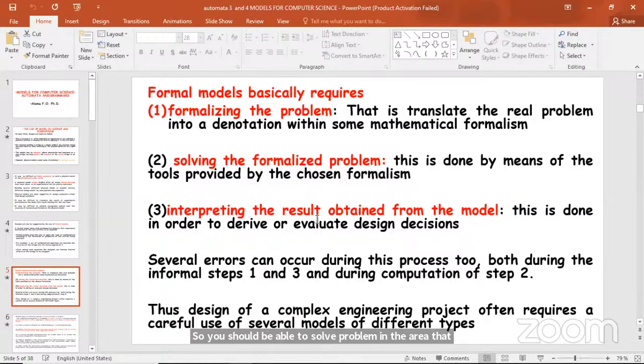And the next one is interpreting the result obtained from the model. This is done in order to derive or evaluate design decisions. Once you have done a lot of simulation, say you put an articulated vehicle carrying another articulated vehicle, can this bridge survive? What strength of cement, what reinforcement do I need? You just test a lot of parameters to be sure that everything you want to use in constructing that bridge has been well simulated.